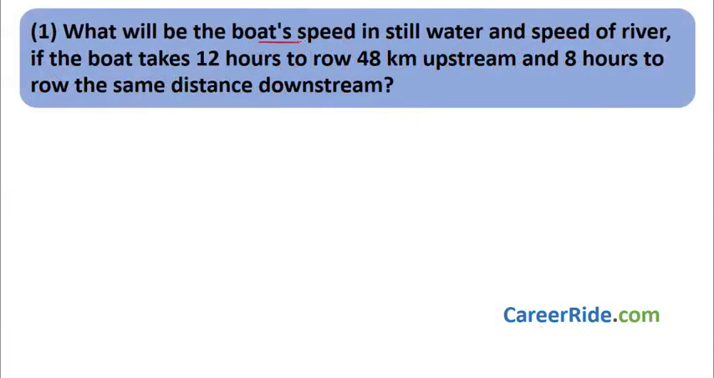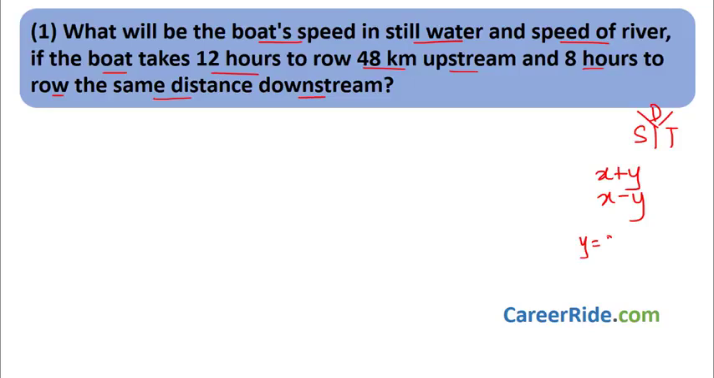What will be the boat's speed in still water and the speed of river if the boat takes 12 hours to row 48 kilometers upstream and 8 hours to row the same distance downstream? So now we have boats and streams sum, so we'll have our dst and we'll also have x plus y and x minus y.